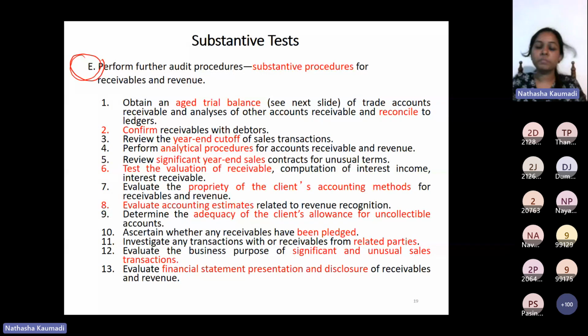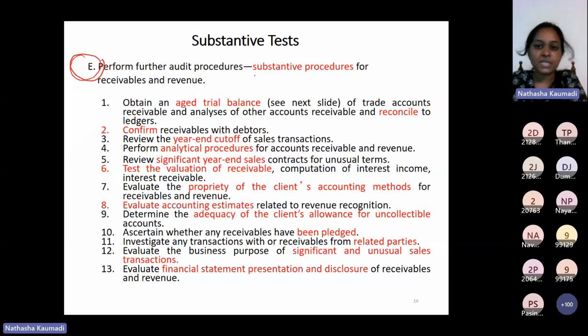Part D. You perform the test of controls. Now you have done the test of controls. You have tested all the controls in the organization with regards to revenue and trade receivables. Now you have the results with you. Now you can decide what is the extent we are doing these substantive procedures. Based on the test of controls results, you are deciding the substantive procedures. Now perform further audit procedures.